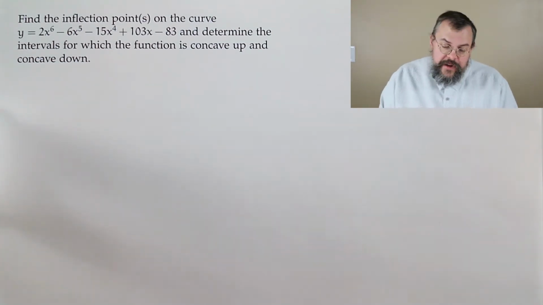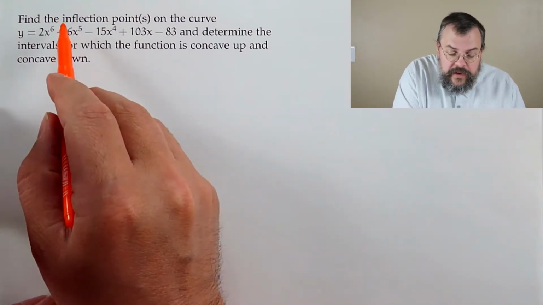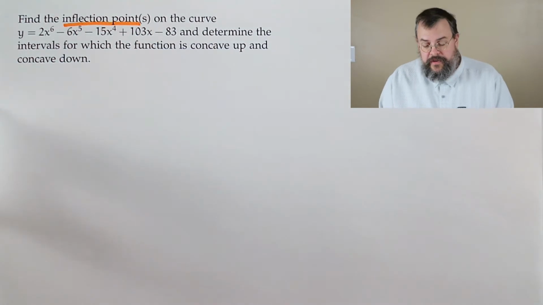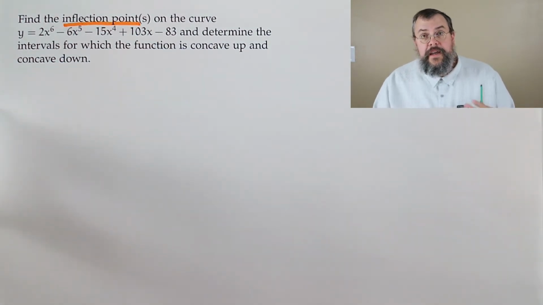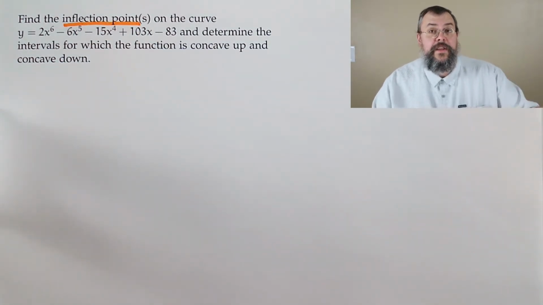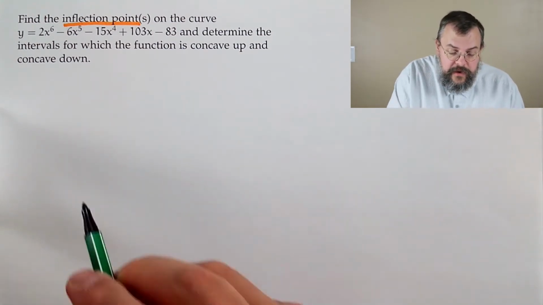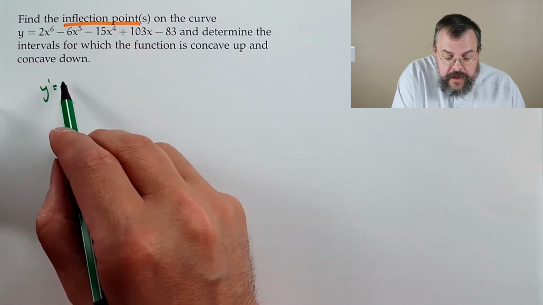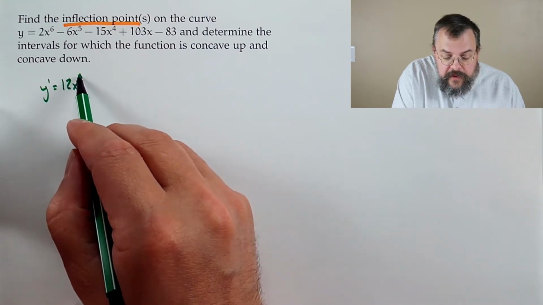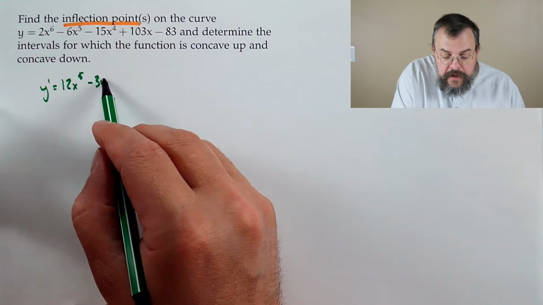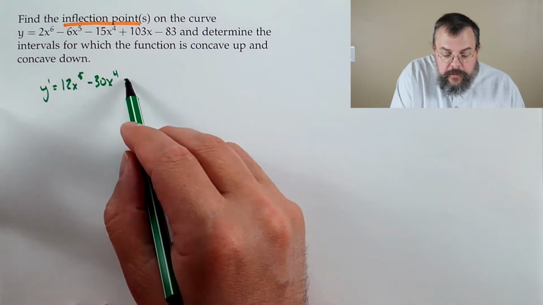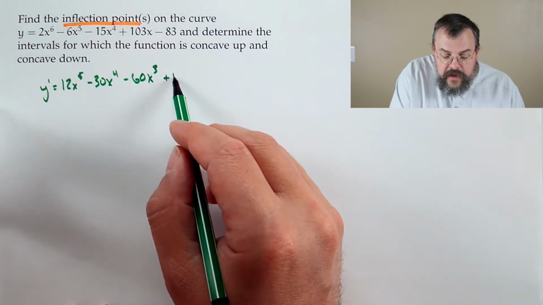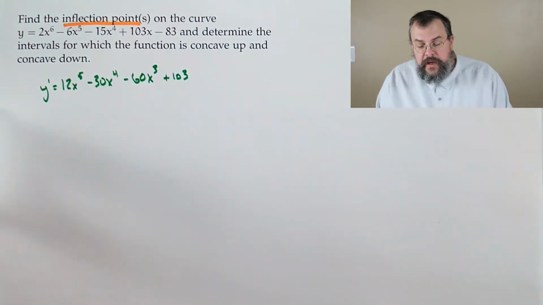This is telling us automatically where we need to start looking. Inflection points deal with second derivative. So we know we're going to start by, hey, let's get the first derivative and then let's get the second derivative. So let's begin. Y prime would be 12x to the 5th minus 30x to the 4th minus 60x cubed plus 103. Okay.